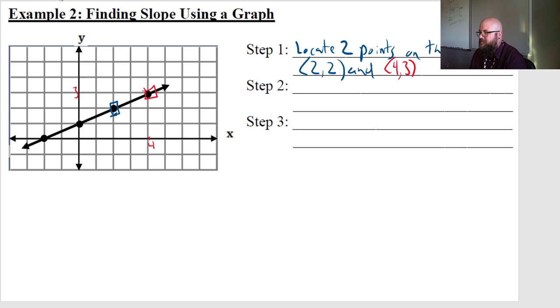Step 2 is find the vertical and horizontal change that we talked about earlier, right? So find vertical and horizontal change. And then step 3, once we do that, we can make a ratio.